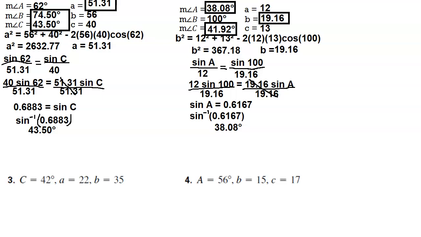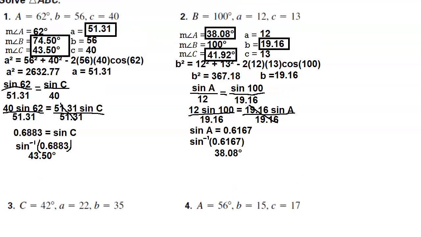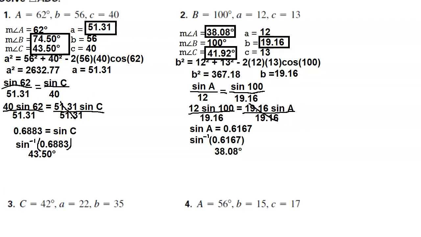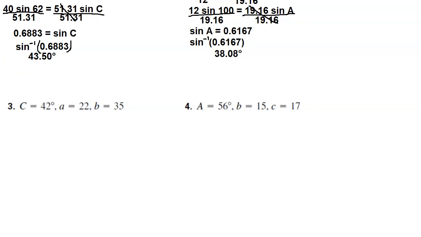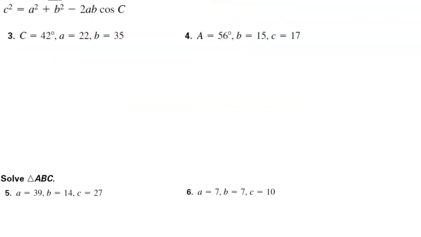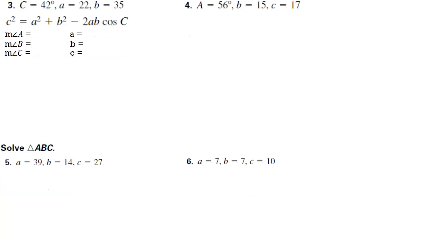And we can move on to problem number 3, which is going to involve the third version of the law of cosines. Okay. So the third version was the one that looked like this. I am going to paste it down here so that you can see it, and then we are going to use it. Okay. All right, so let's take the information we have, let's throw it in. 42 degrees, 22, and 35.